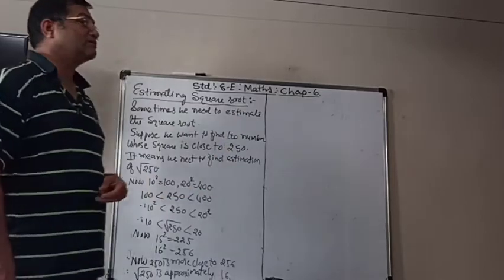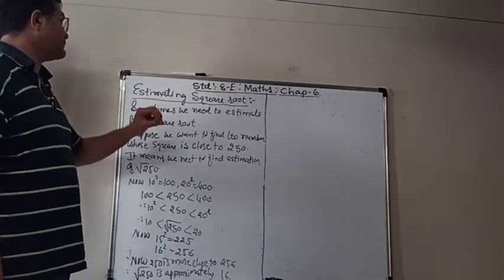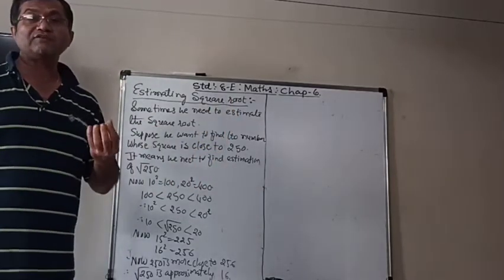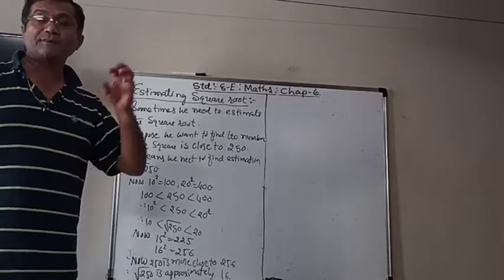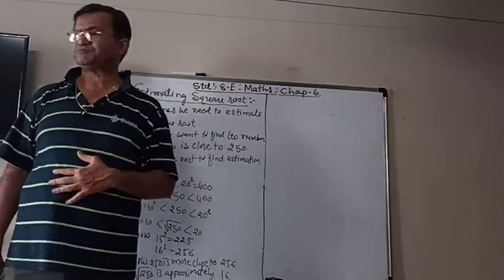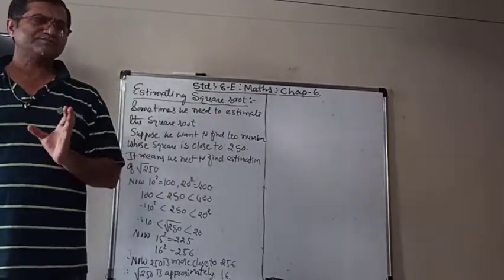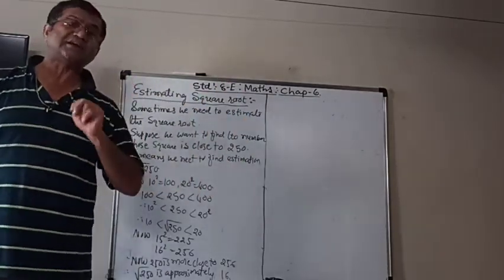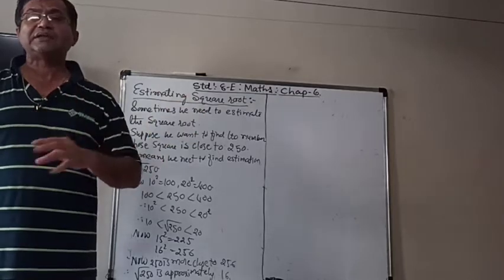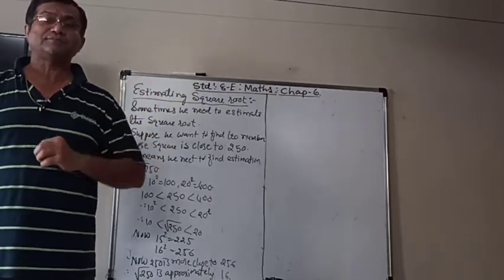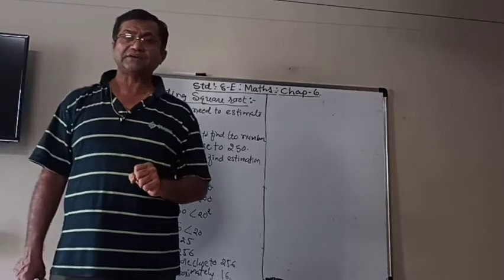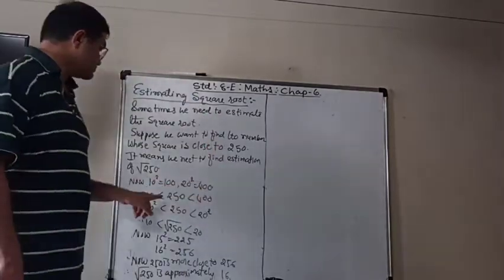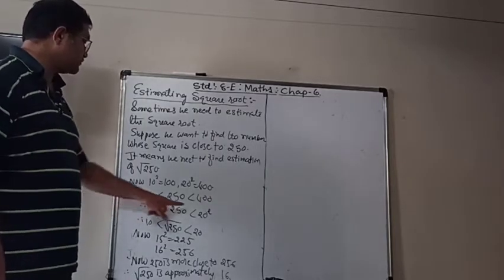For example, if we want to find a number whose square is very close to 250, it means that we have to find the estimation of the square root of 250. Now 250 is a number between 100 and 400. Why did I choose 100 and 400? Because they are numbers with a 0 and they are squares of numbers, like 10 square is 100 and 20 square is 400. It means this number 250 is between 100 and 400.